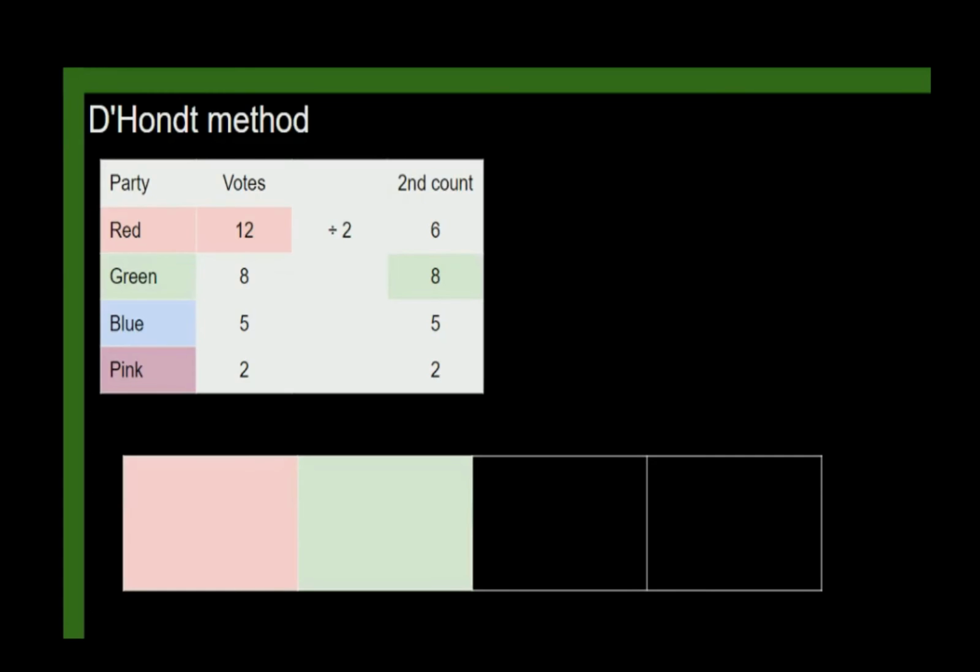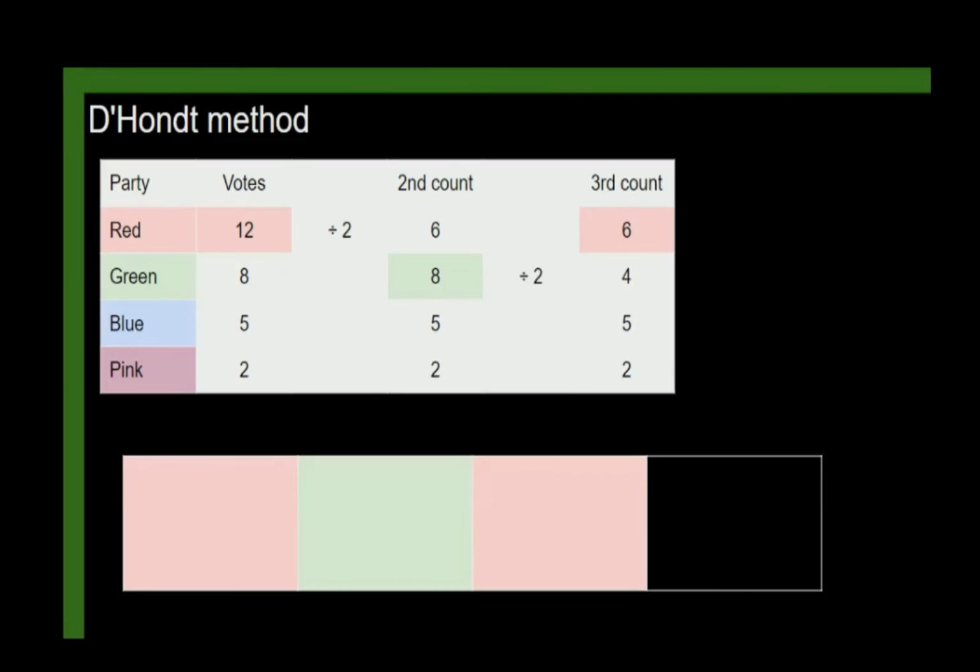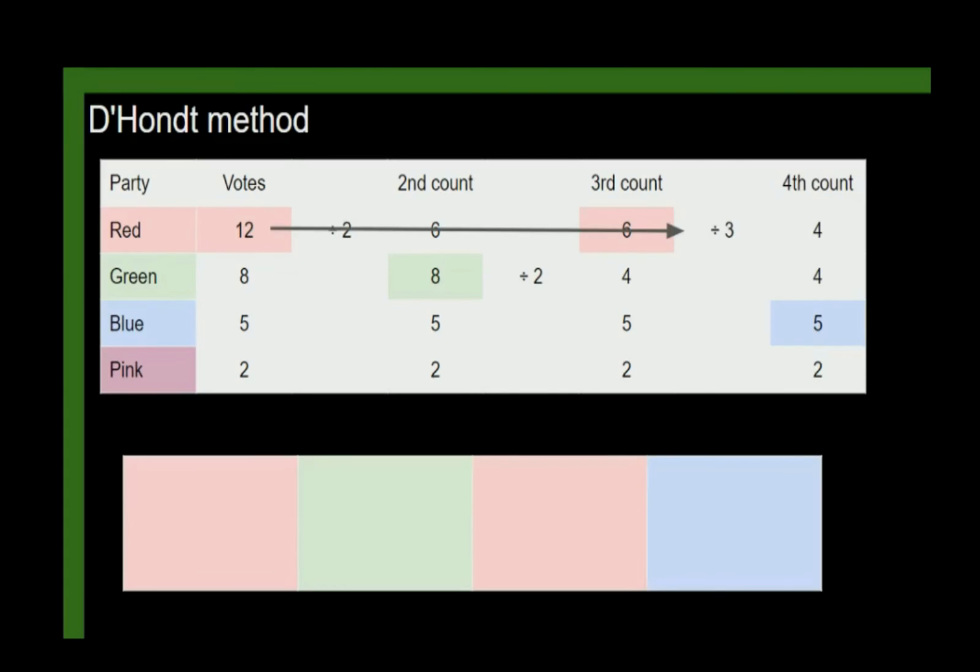This means Greens have the majority and obtain the second seat, and then for the third count, Greens get their vote count divided by 2. This gives red another seat, as even after dividing by 2, they still have the highest value. For the fourth count now, the red party is going to get its 12 votes divided by 3, as they have 2 seats now, giving the 4th seat to the blue party.